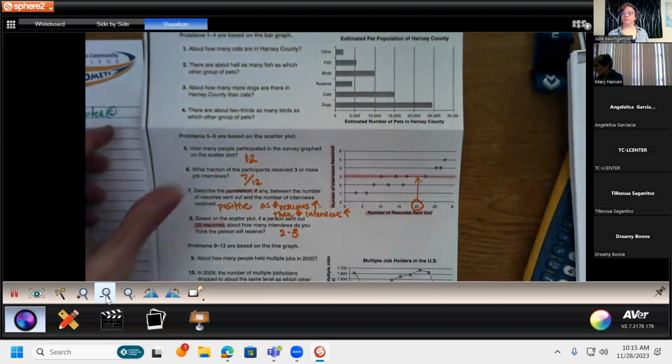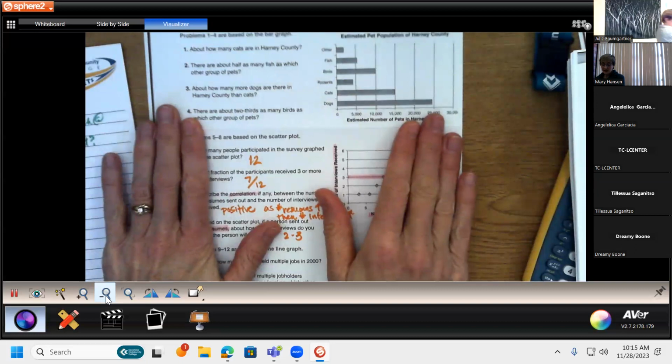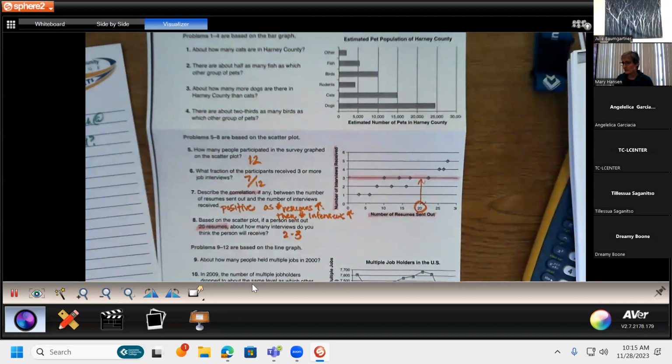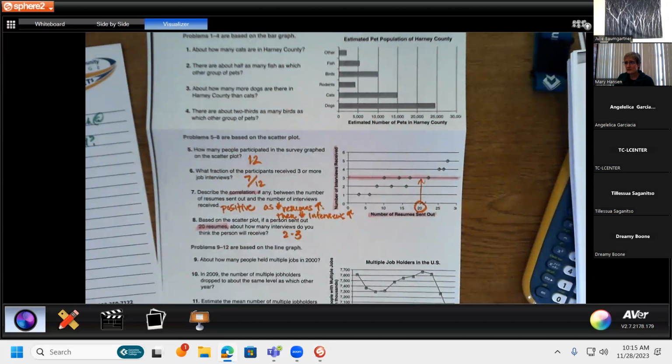All right, so we're actually going to leave this packet now, and we are going to move to, it's posted on Canvas. It's called Probability Packet, and I'll put the link in the chat, but you can also find it on Canvas.